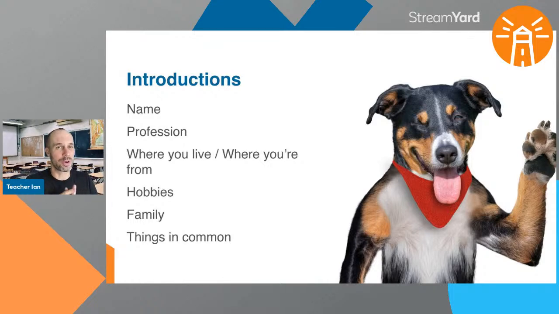Where you live or where you're from, your hobbies, family. Sure, why not say, I live with my wife and kids. I live with my husband. I'm single. You don't have to say you're single. It's up to you, right? How much information you share. You could talk about kids, married, partner, boyfriend, single. It's up to you. And then the last one, things in common. So if somebody says they like watching Netflix and I say I like watching Netflix, then we have that thing in common.